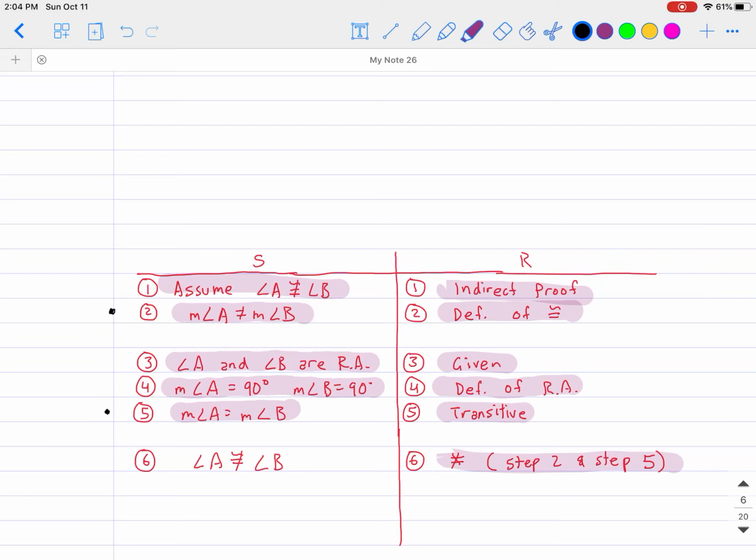So because of that contradiction, now I can say that angle A cannot be not congruent to angle B, because of indirect proof or contradiction. All right, thank you so much.